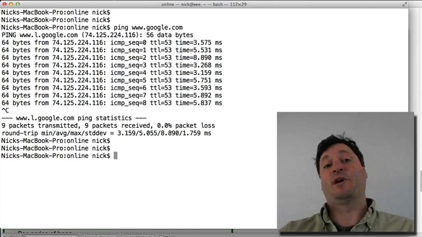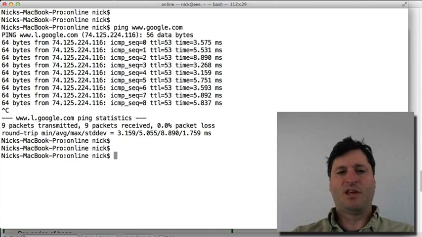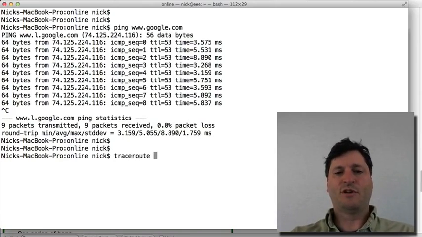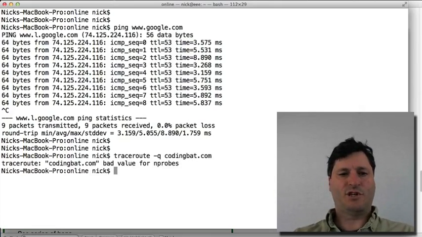So a relative of ping, a more complicated utility I'm going to use here, is called traceroute. And I'll do a traceroute to codingbat.com. Where's that? Oh, I'm sorry.